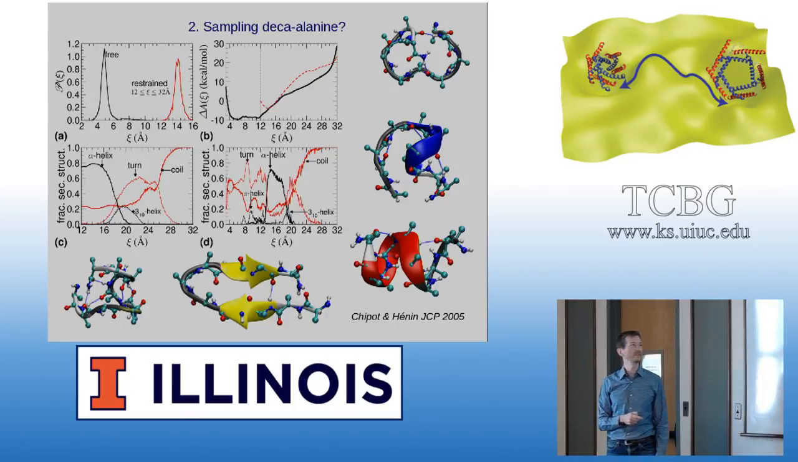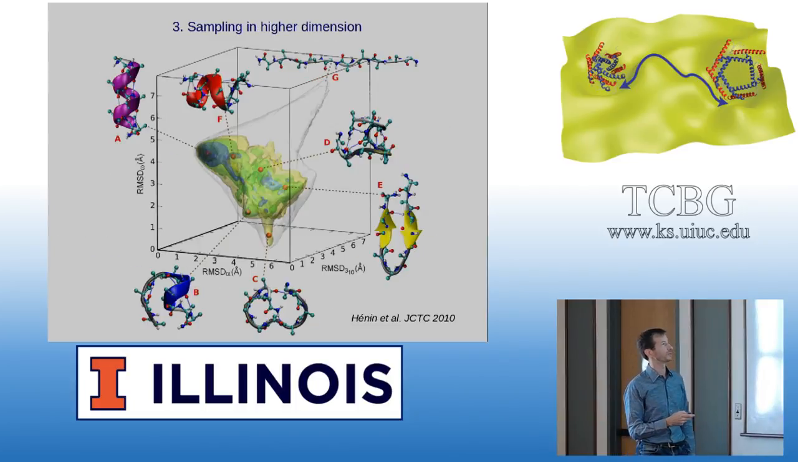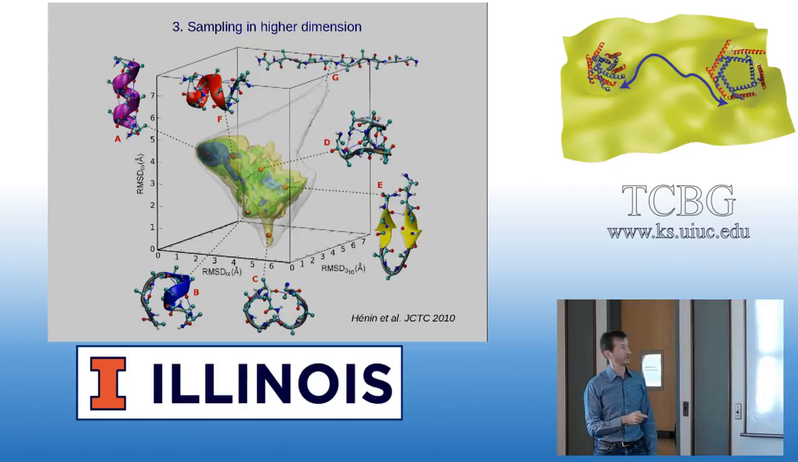So one way to look at it is saying, well, we have this coordinate that's terrible. Let's use different coordinates and see if it's better. So that's what we did. Instead of using the end-to-end distance, we used the RMSDs, so essentially distance, with respect to some key conformations. And it was way better because this allowed the simulation to sample many of these.